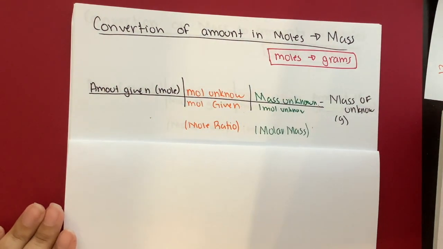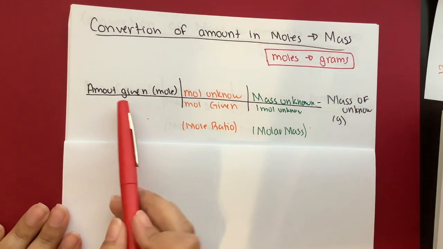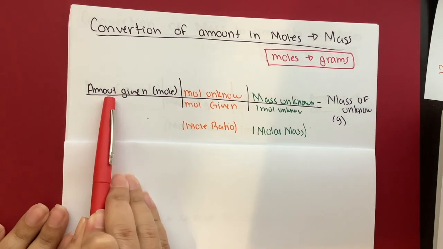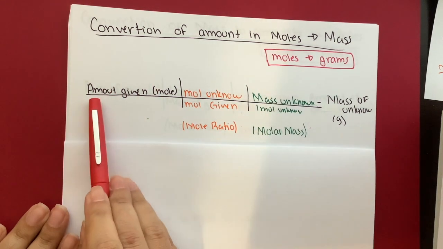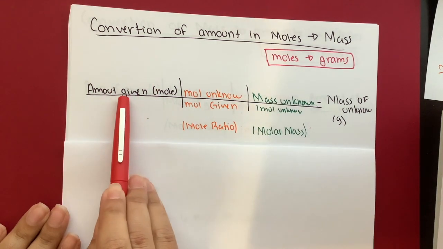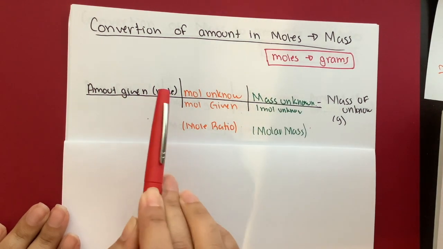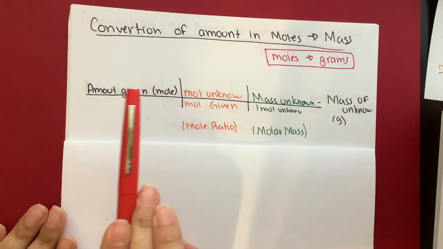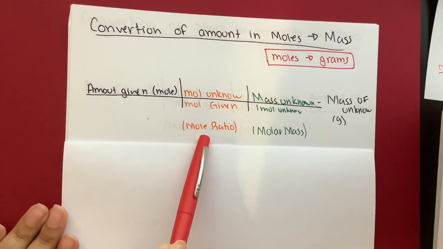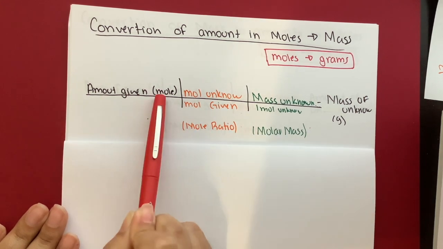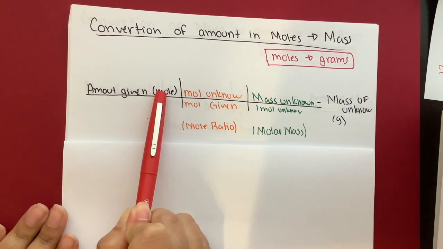Okay, so let's see the steps. The general steps for this type of problem is we're always going to start with what's given to us. In this case, they're going to give us the information in moles. So we're going to start with the information given, which is going to be in moles. When we're in moles, the only way we can go from one compound to another is by using the mole ratio. But in order to use a mole ratio, we have to be in moles. And here we're already in moles.